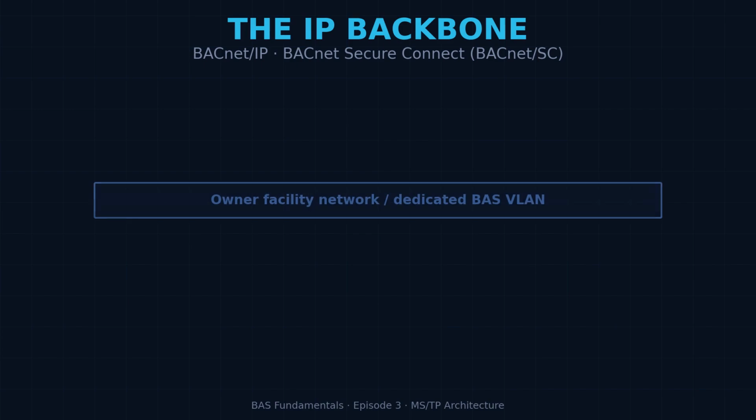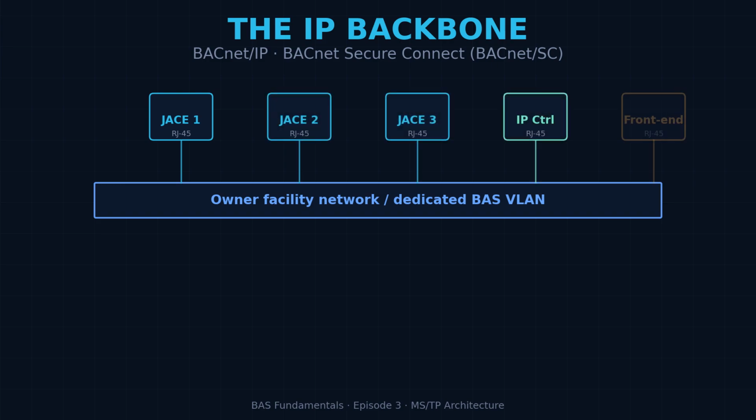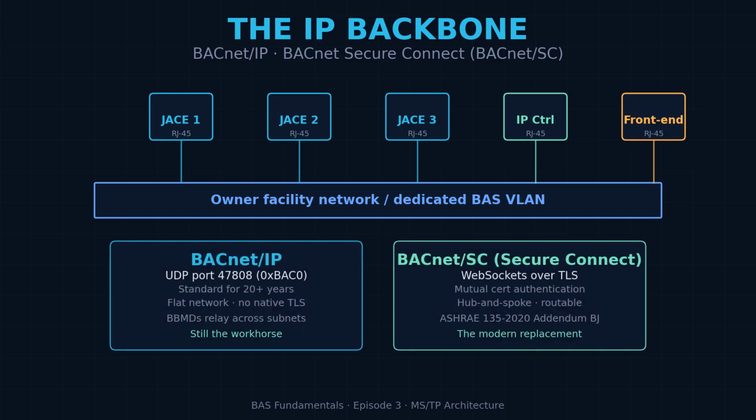On the IP side, controllers and supervisors speak BACnet IP or BACnet Secure Connect. This is the building backbone. Fast, routable, and usually on the owner's facility network or a dedicated VLAN. The front-end workstation, a tool like Niagara, Metasys, or Desigo, sits on this IP network and communicates with every device in the building through the supervisors.